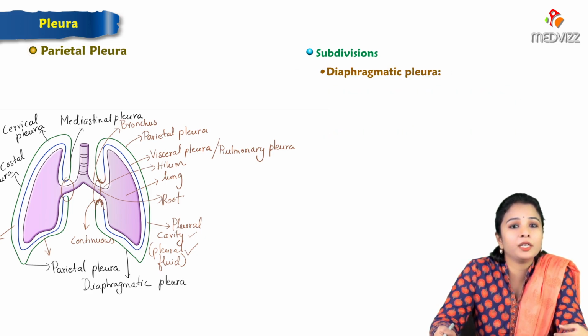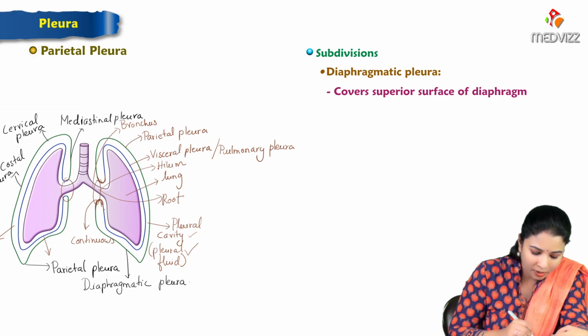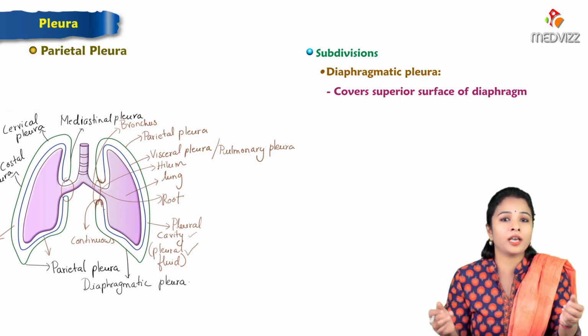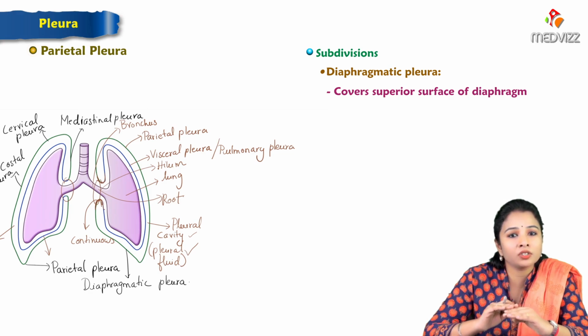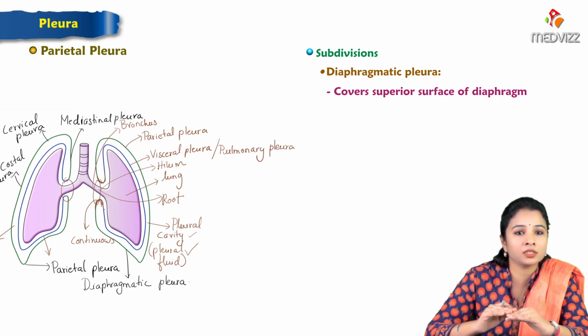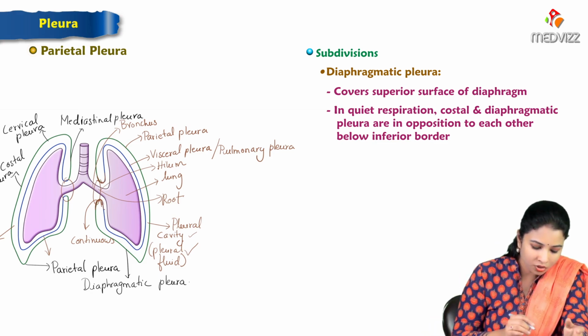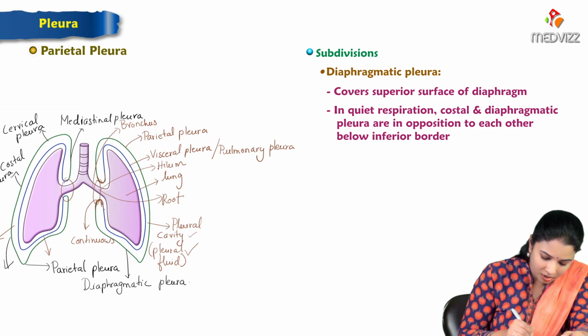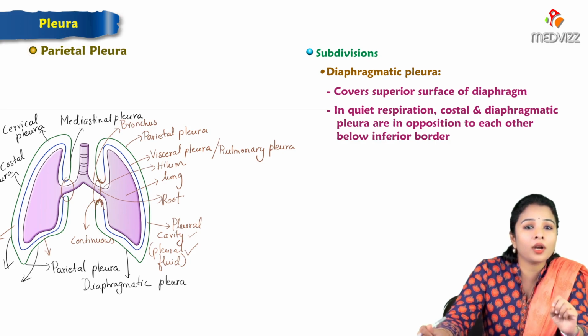Next, about the diaphragmatic pleura. Diaphragmatic pleura, it covers the superior surface of the diaphragm. So below on each side the lung rests over the diaphragm. So that is the dome of the diaphragm. So just above the superior surface of the diaphragm the diaphragmatic pleura is present. In quiet respiration, the costal and diaphragmatic pleura are in opposition to each other and before the inferior border of the lungs. So this is the costal and this is diaphragmatic. They are in opposition with each other during quiet respiration.